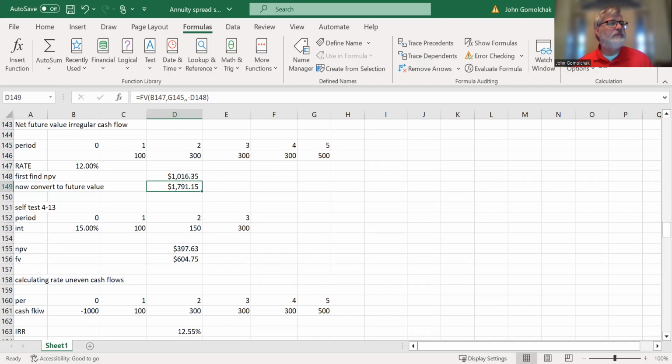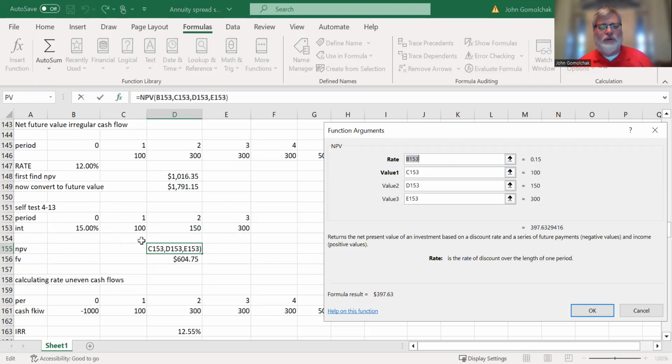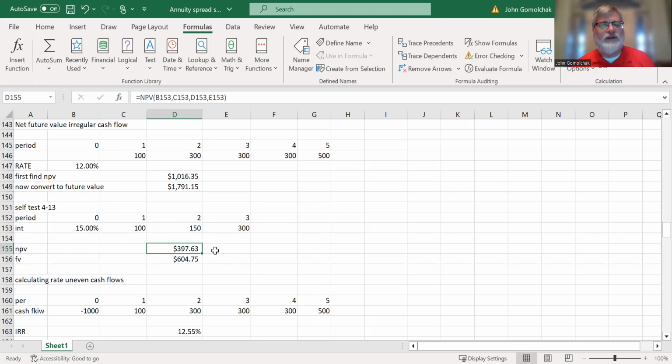Okay, self-test at the bottom of this. What's the future value of cash flow stream 100 at the end of year 1, 150 at year 2, and 300 at year 3? We have a 15% return. And what do we want to know? What is the future value of this? So, unfortunately, once again, we're going to have to do the net present value first. Okay, so we use NPV, put in all of the appropriate boxes, 15% rate, the three cash flows. We hit OK, and it gives us a current present value of 397.